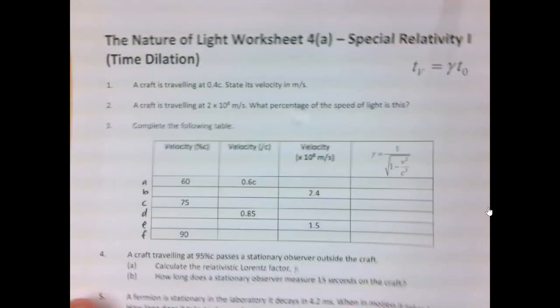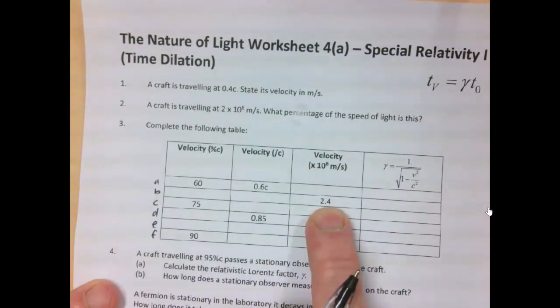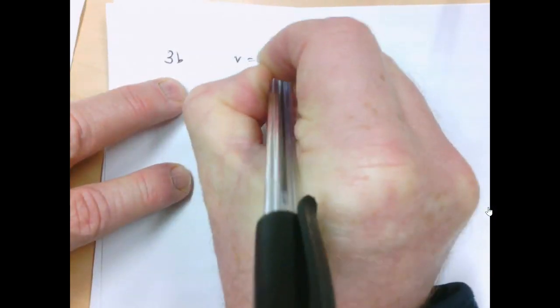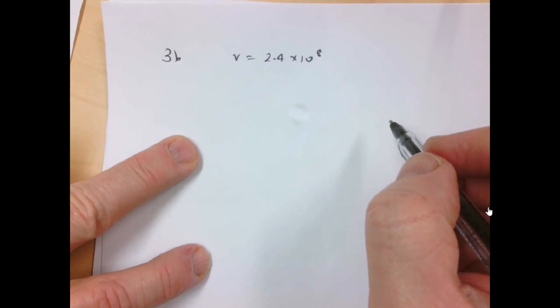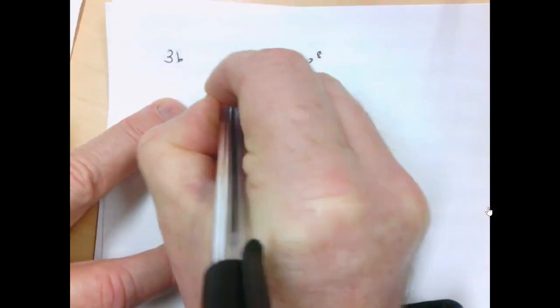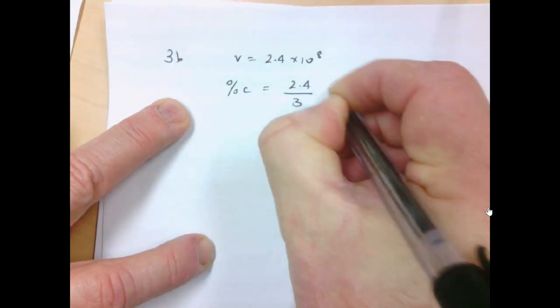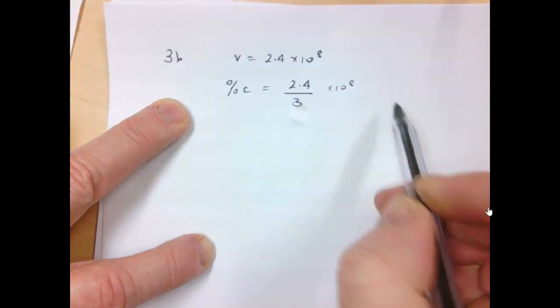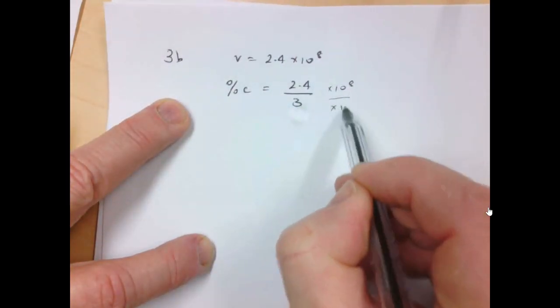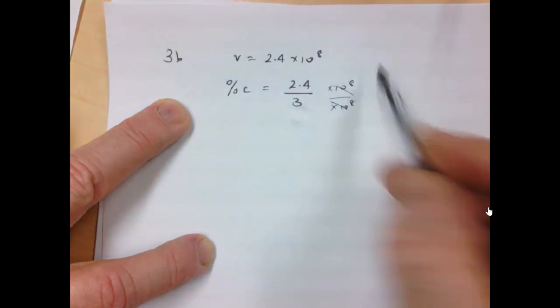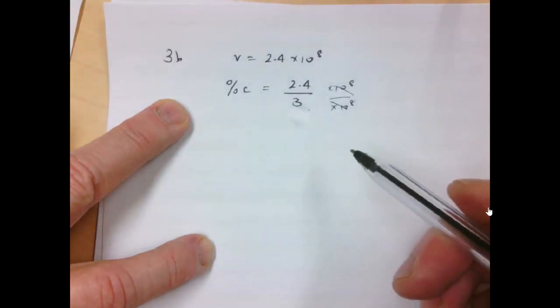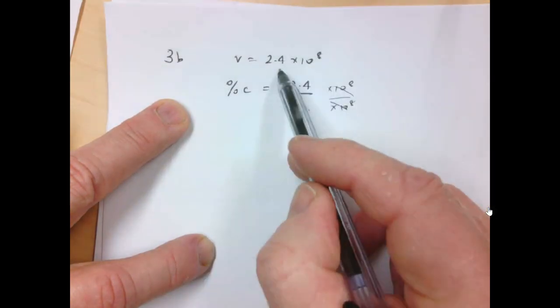3b in the table has a velocity of 2.4 by 10 to the 8th. So velocity is 2.4 by 10 to the 8th meters per second. Firstly, let's work out the percentage of C. So the percentage C would equal 2.4 over 3. Now the by 10 to the 8ths are on top and the bottom there, which would cancel. So I'm just using the first part of that number up here.